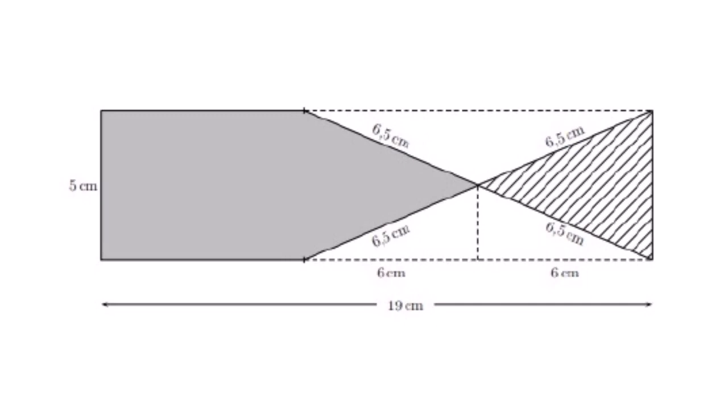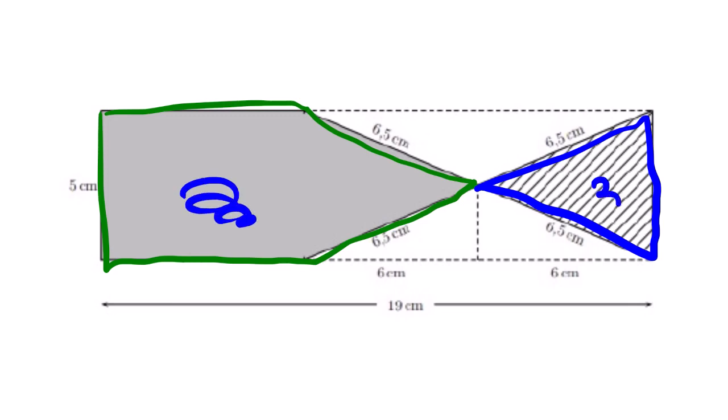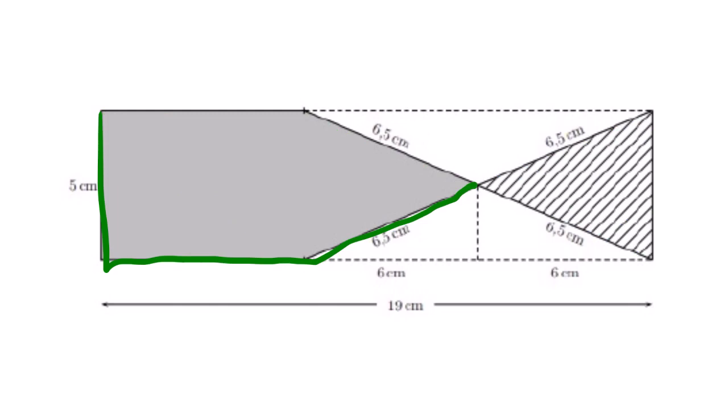So we are looking for the area of this part combined with this part. Means that we are going to add the two areas. We need the area of this, then we add it with the area of this part here. Then we are going to get our answer.